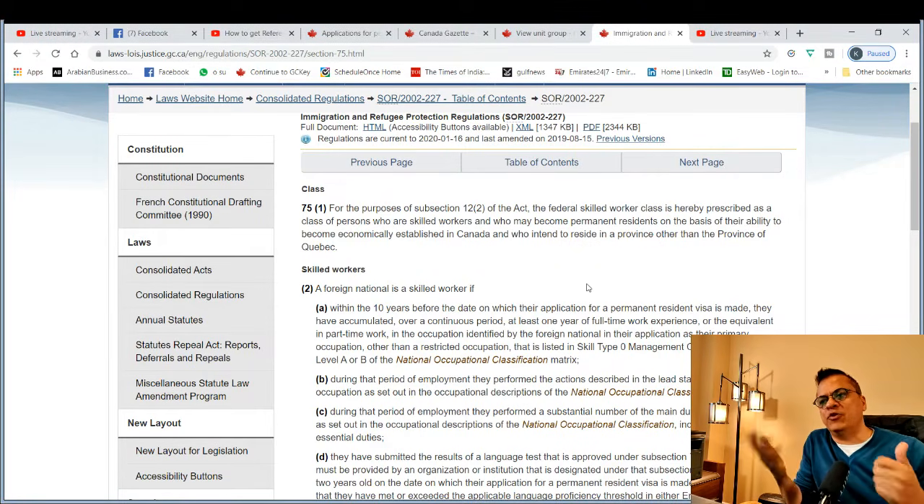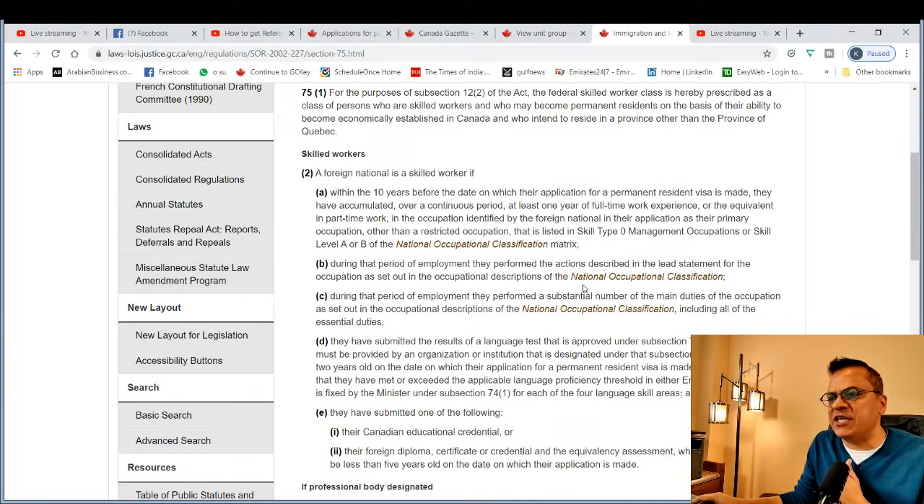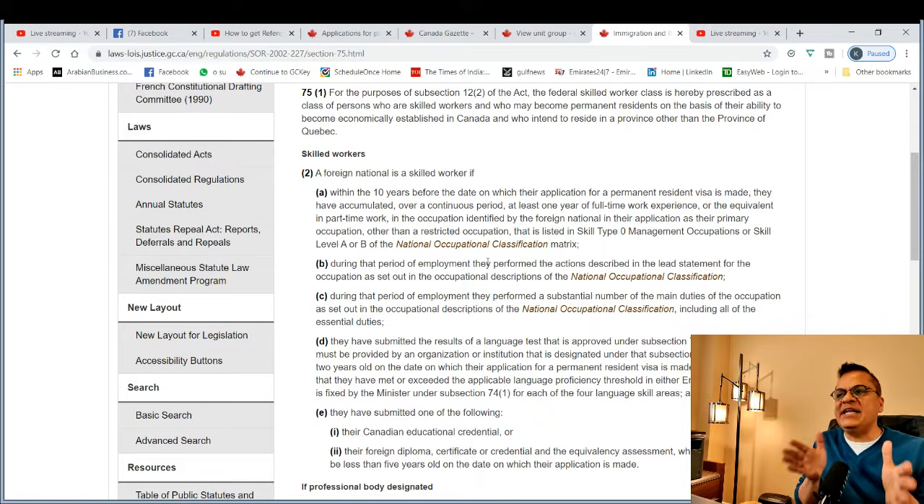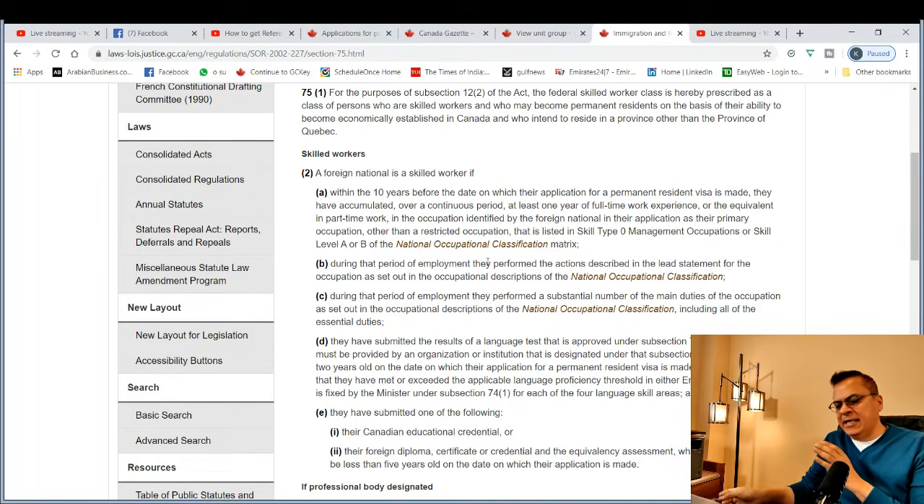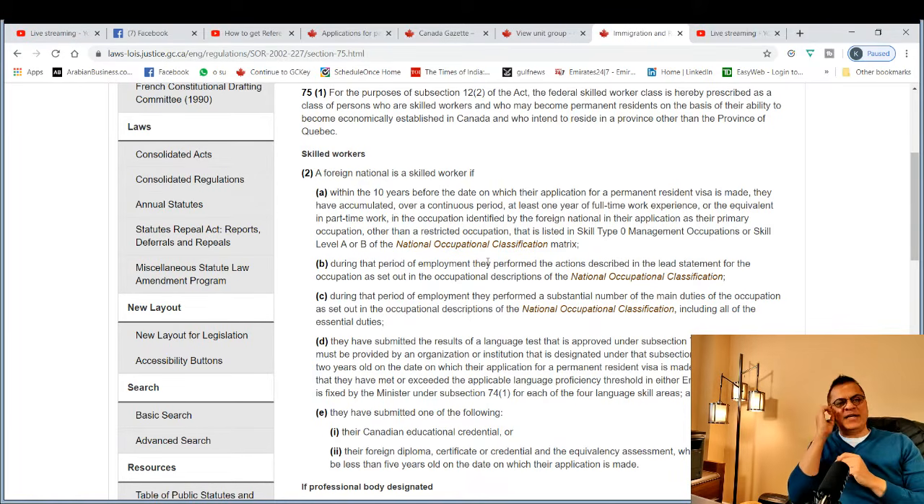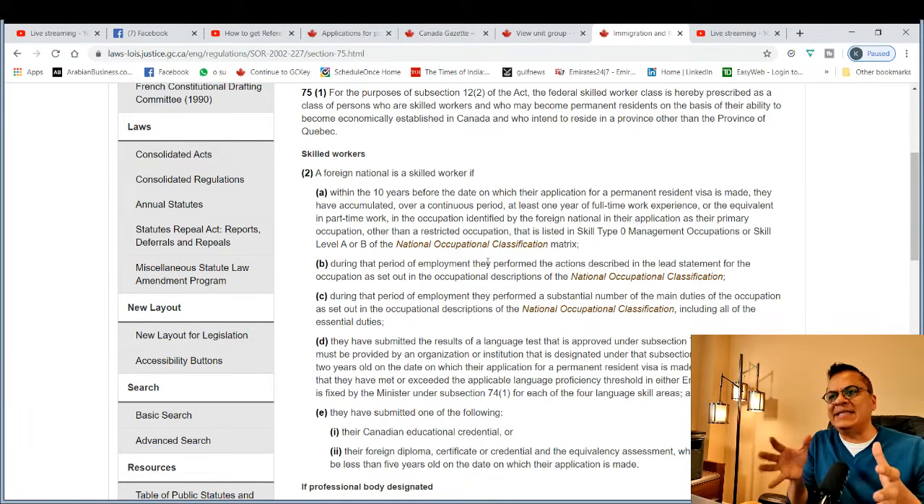Now coming to the next section, skilled workers, and this is what most of you primarily would be. A foreign national is a skilled worker if within the 10 years before the date on which their application for the visa is made. That date of application refers to the AOR, acknowledgement of receipt, that you get once you've submitted your application. This is where the reference to the validity of your period of work comes from, and this talks about the last 10 years from the date of your application. So any period of work that you have within the last 10 years can be considered eligible for you to claim points for. That's the first section.